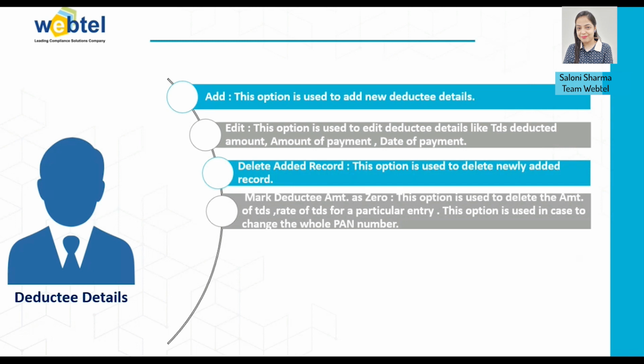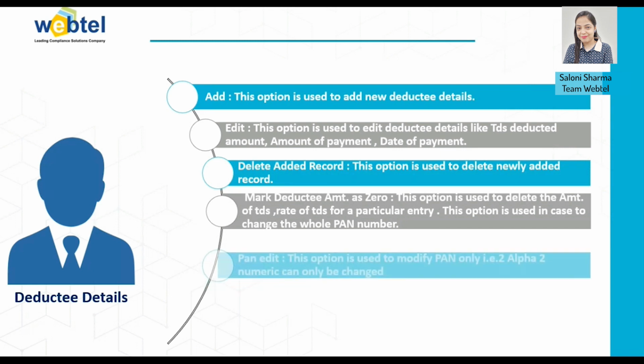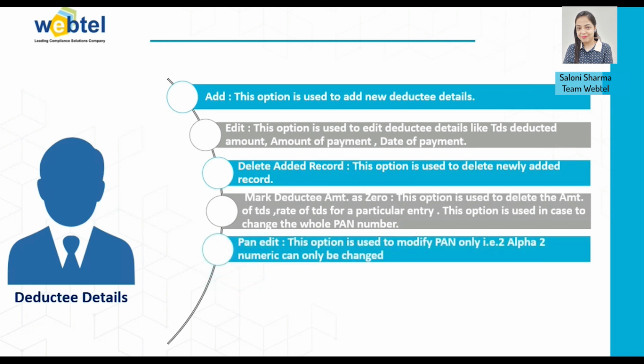and all the amount and rate columns will be marked as 0. And also this option will be used in case we want to change the whole PAN number of any existing deductee. Then comes the PAN edit, and through this option he will be able to modify the PAN, and only two numerics can be changed by using the PAN edit option.